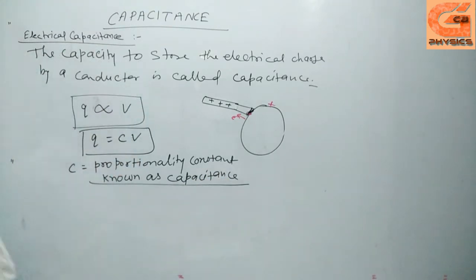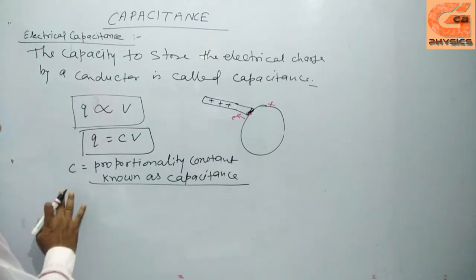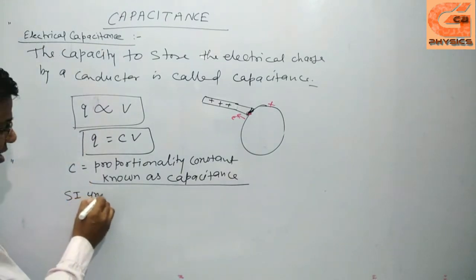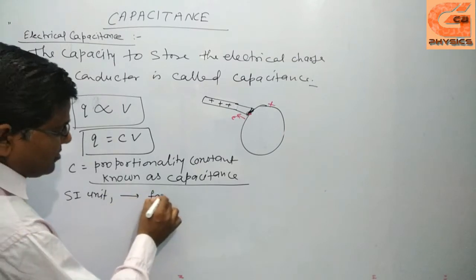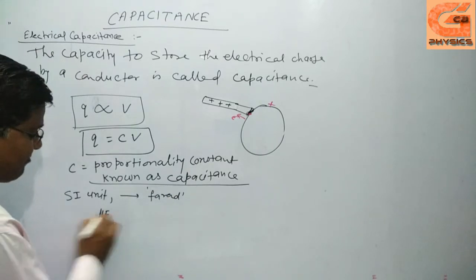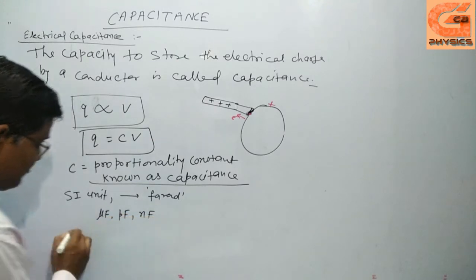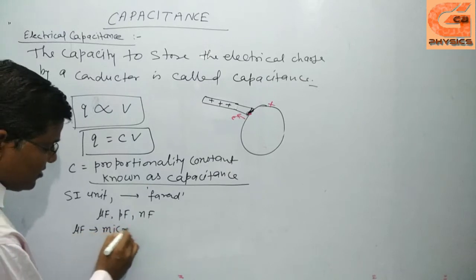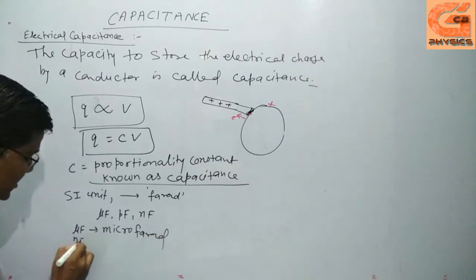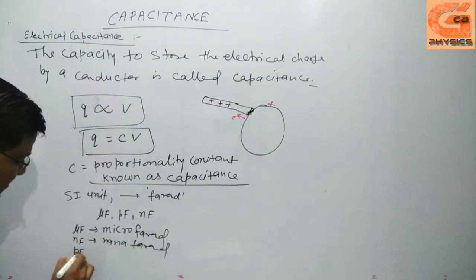Capacitance is the capacity to store charge by a conductor. This is C, capacitance. Its SI unit is the farad, and it is a big unit. That is why we write it as microfarad, nanofarad, picofarad. μF means microfarad, nF is the nanofarad, and pF means picofarad.